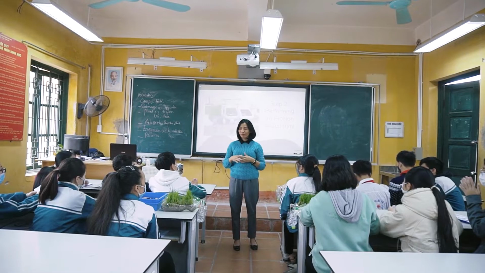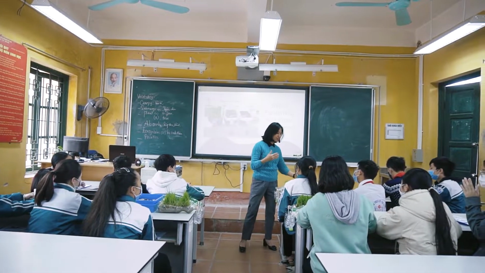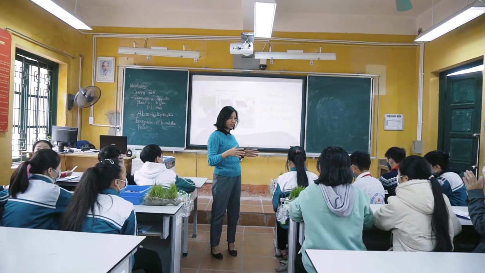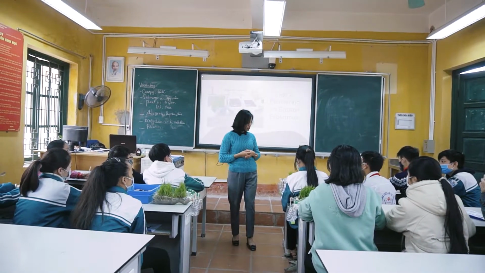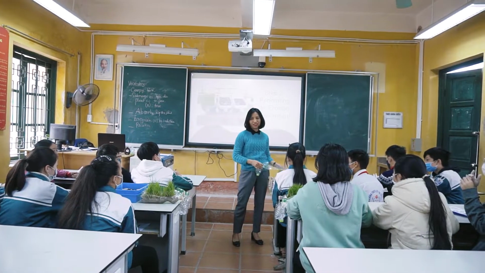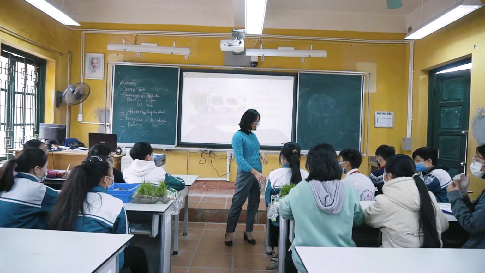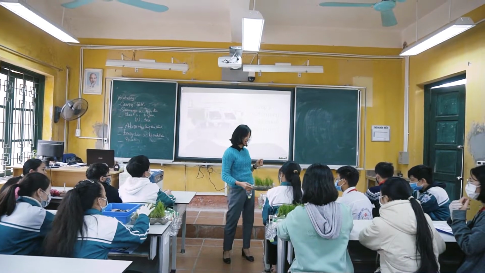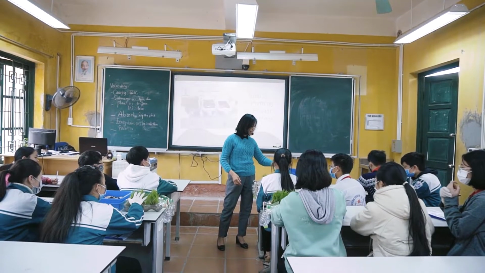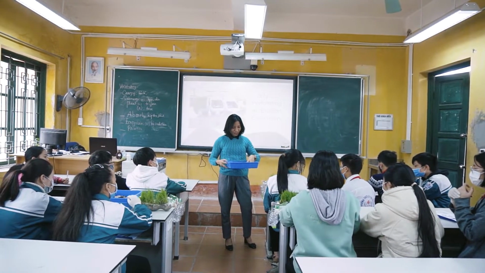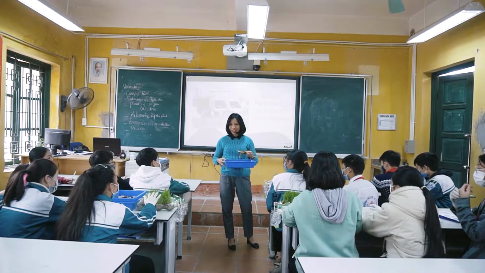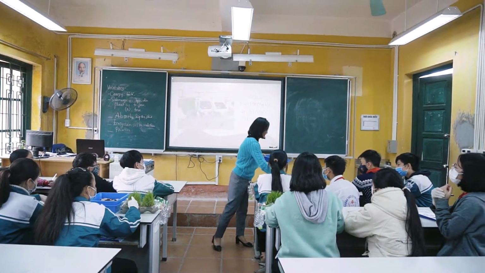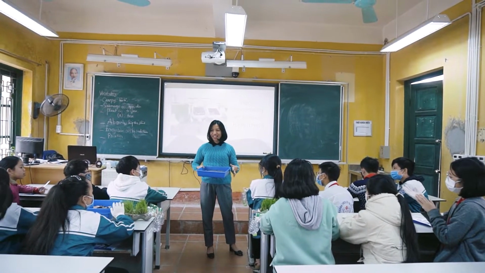Today we have, as you can see, 3 groups, and each group has 3 containers. One of them has plants, and I have many dead trees, falling trees, and then soil.